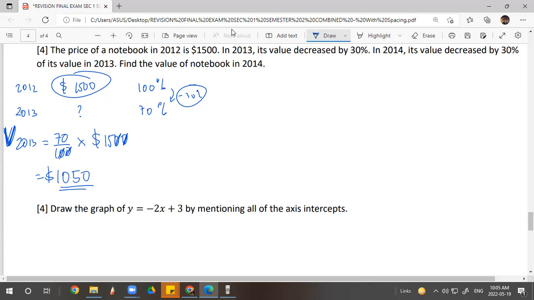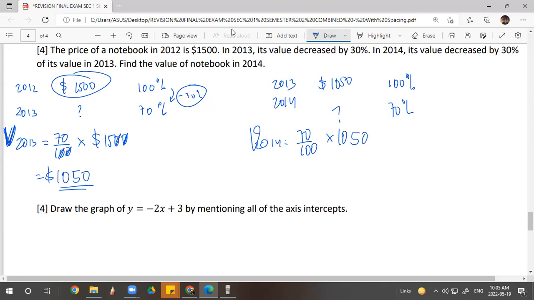And in 2014, there is another decrease. From 2013 to 2014, the 2013 value is already 1,050. This goes back to 100%. It decreases another 30%, so what is 70%? So the value in 2014 is equal to 70% of the previous value, not of the 1,500. Of course, it's wrong if you use that. Cross, cross, cross, cross. $735 left.